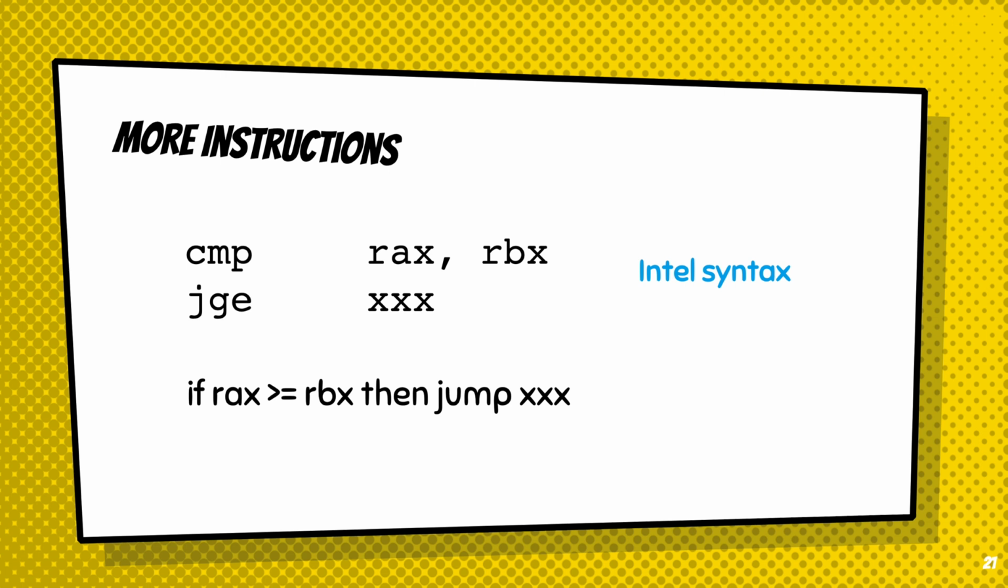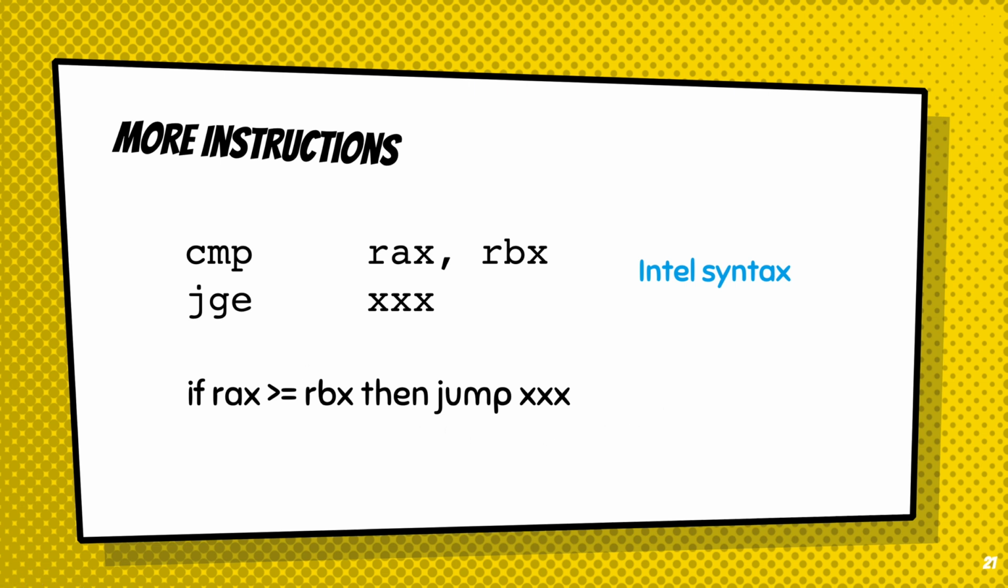These instructions are written in Intel syntax. In this set of instructions, it means that if RAX is greater than or equal to RBX, then we're going to jump to somewhere. CMP means compare, and then JGE means jump if greater or equal.